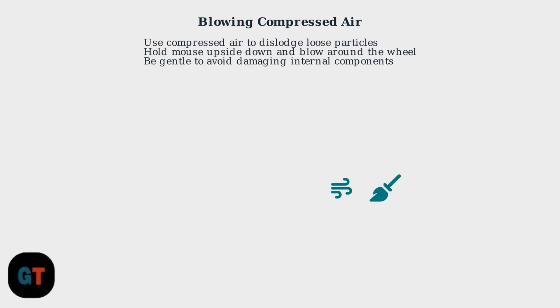A simple test is to blow compressed air around the scroll wheel to dislodge any loose particles. Turn the mouse upside down and use short bursts of air from several angles. This can often resolve minor debris issues without disassembly.